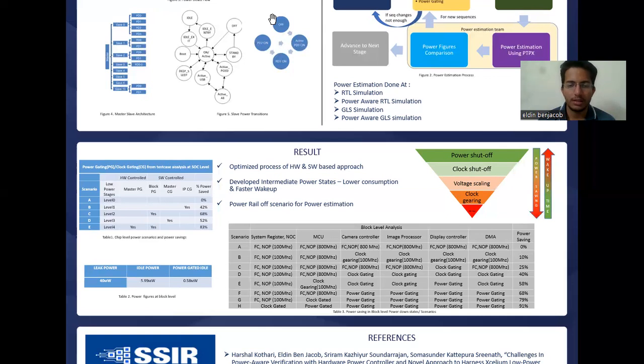As you can see, the clock gated and power gated stages will generate a total savings of 91% in the block level simulations. That is the maximum that we have obtained so far. And the real world values are similar to the ones that we have obtained.